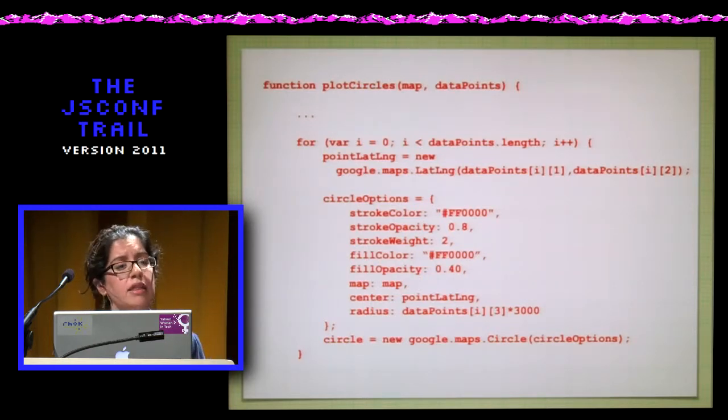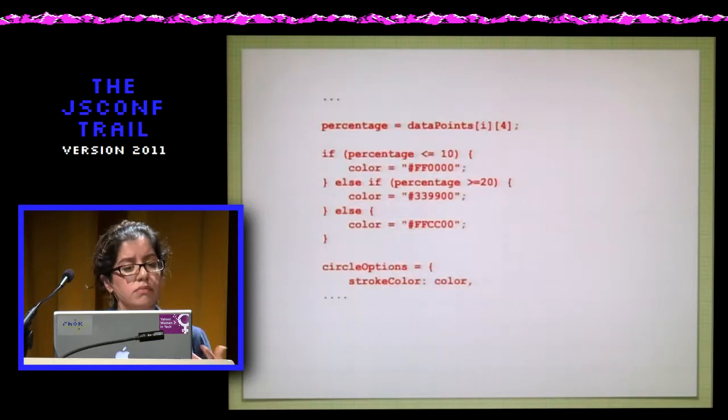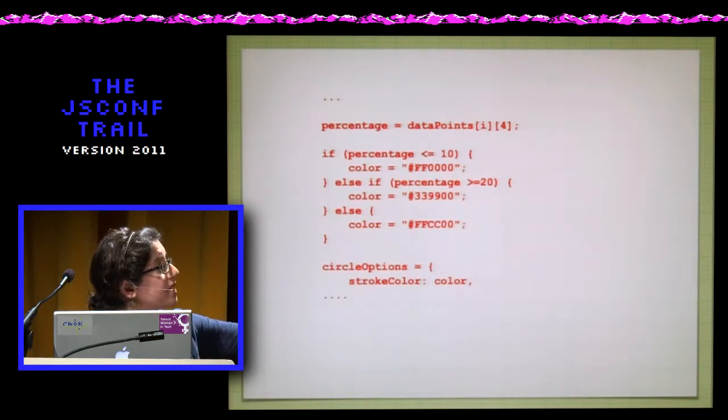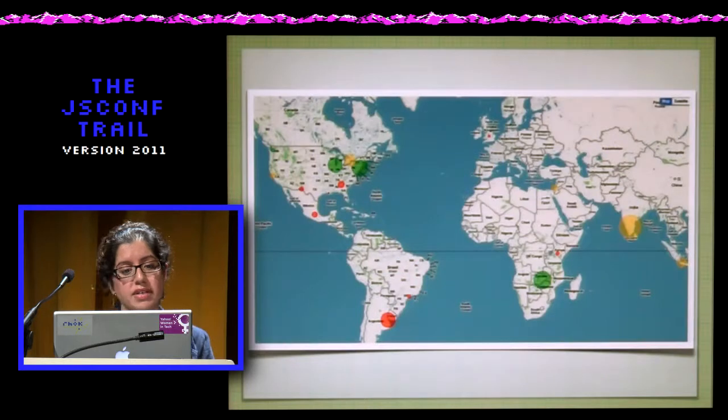So that was easy. And then we're like, okay, well, that was easy. Why can't we just do different color circles based on the value of percentage, right? So we can do the buckets again. We did that pretty quickly. We used the 5th data point to say, okay, if the percentage is less than 10, color is red. If it's greater than 20, it's green, else it's yellow. And then we passed the color to the circle options to get this.